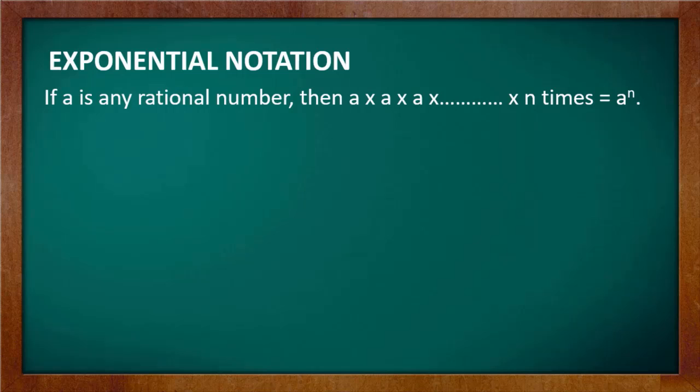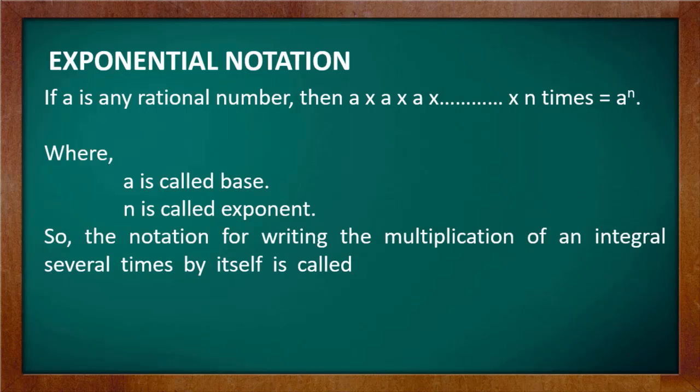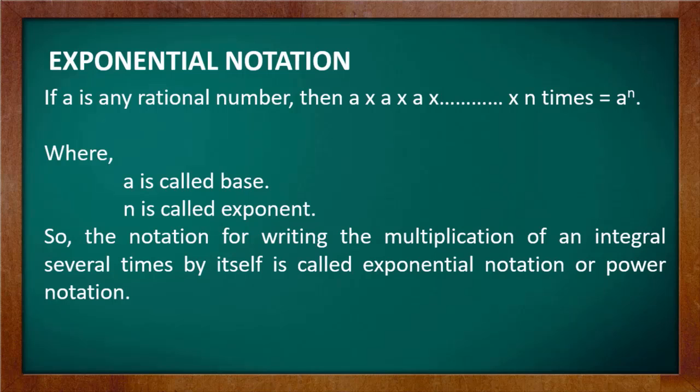Suppose I have a number a and I am multiplying this number n number of times, a into a into a and so on. So in general I can write a raised to power n, because the number is getting multiplied n number of times, where a is called the base and n is called the exponent. So this is the notation for writing repeated multiplication. Suppose I have a number 2 and I multiply it 10 times, I can write 2 raised to power 10.